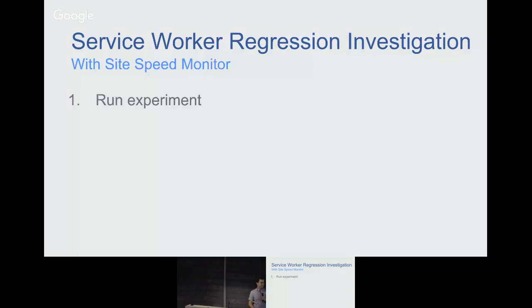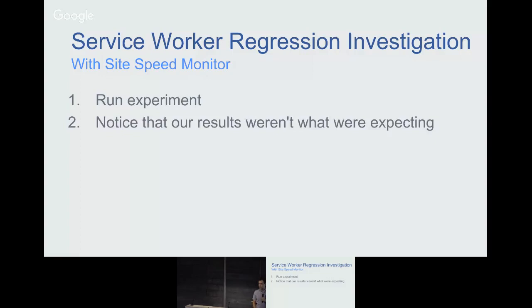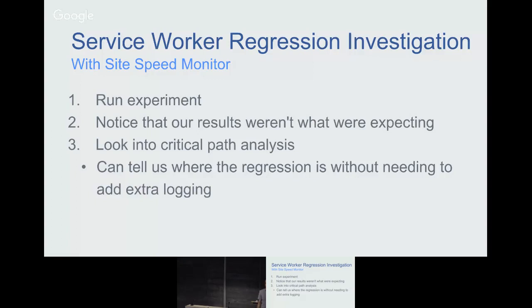we can run the experiment. Maybe we'll see our results aren't what we expect, and we'll look into our critical path analysis. But this time, we just have the data there already. We don't need to do any more follow-up experiments. We just have the data there. It says, all right, here's why it's slower. So it's a lot easier to iterate and run these tests.